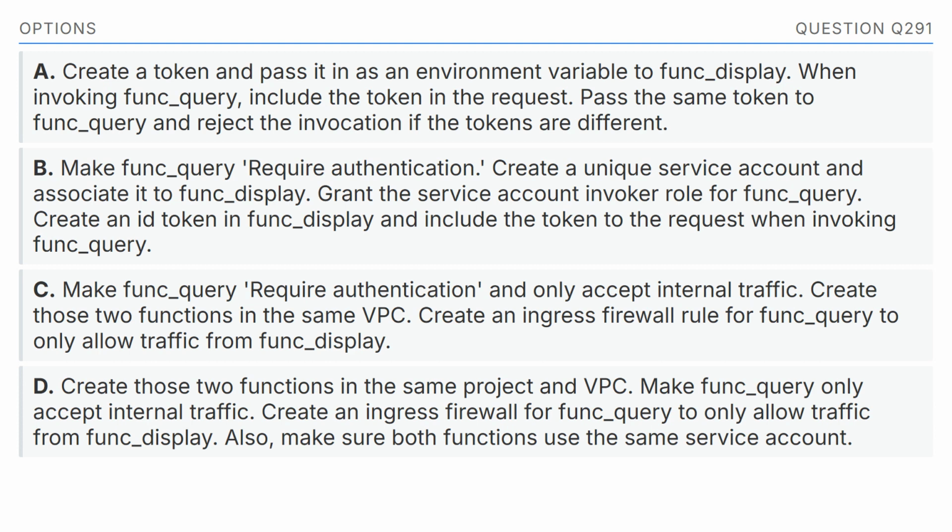Option C, make func_query require authentication and only accept internal traffic. Create those two functions in the same VPC. Create an ingress firewall rule for func_query to only allow traffic from func_display. Option D, create those two functions in the same project and VPC. Make func_query only accept internal traffic. Create an ingress firewall for func_query to only allow traffic from func_display. Also, make sure both functions use the same service account.